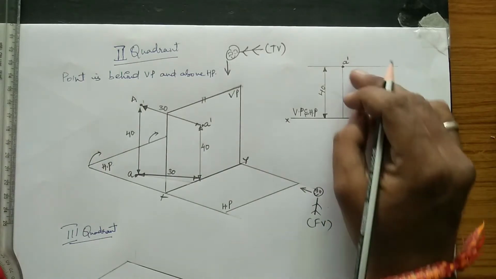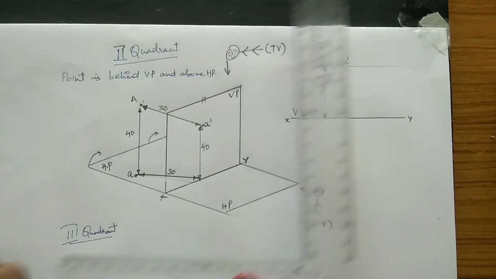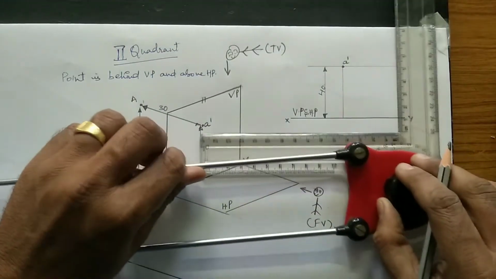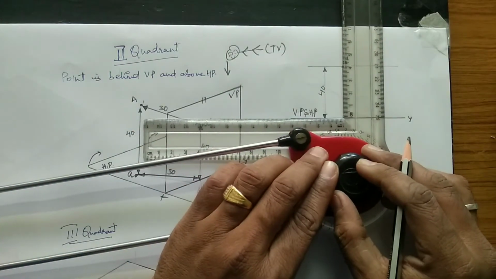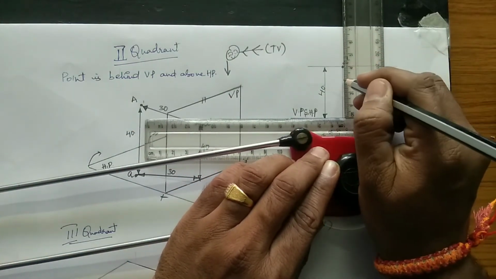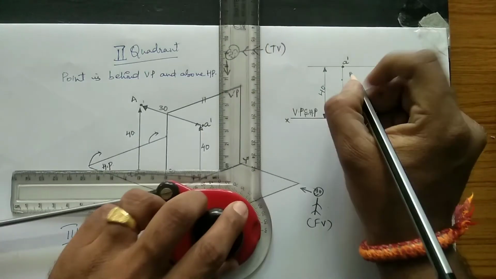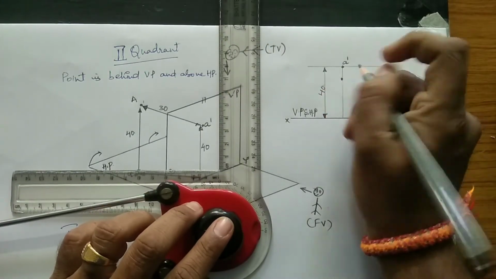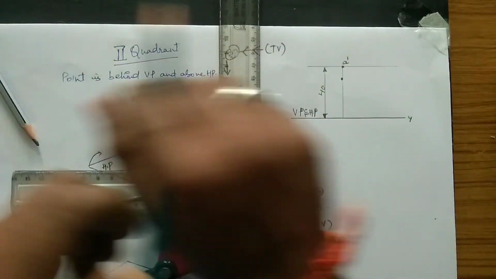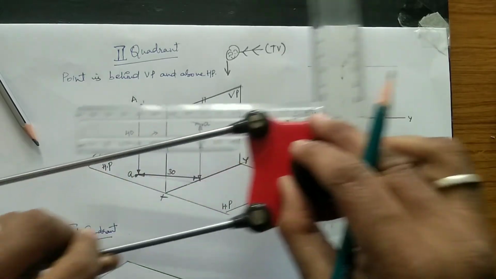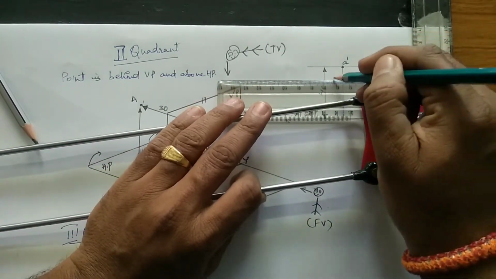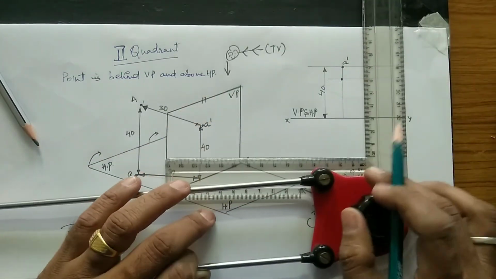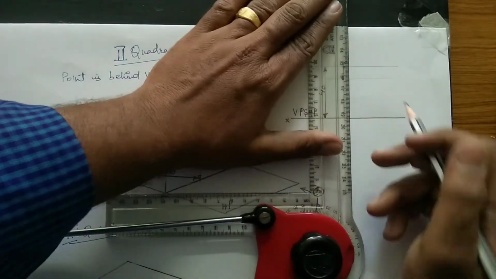Now mark the point here also at a height of 30 mm. At a height of 30 mm just mark the point. So here is my point. Draw the locus line and mark the dimension.